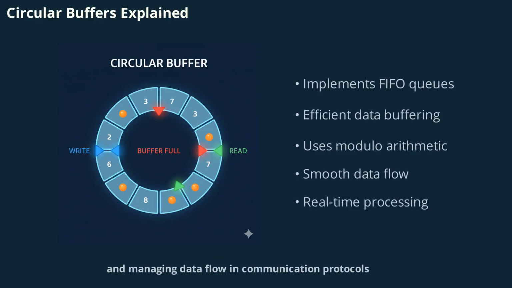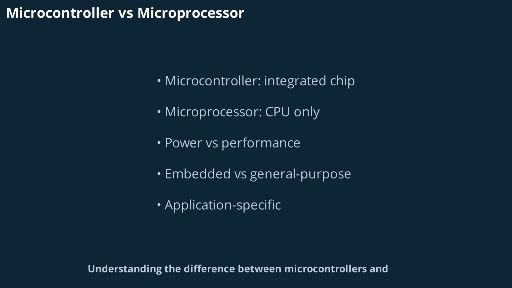The implementation typically involves a buffer array and two pointers for reading and writing, using modulo arithmetic to wrap around. Circular buffers help ensure smooth data flow and efficient memory usage, making them ideal for real-time data processing and communication tasks in embedded applications.